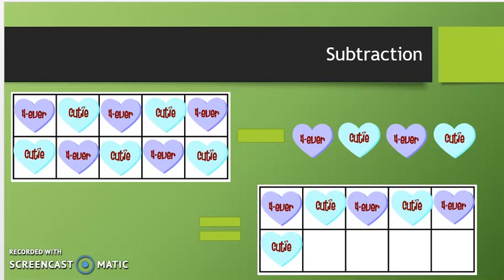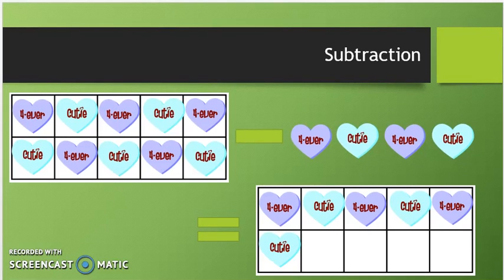At this point, I'd walk around and see if they would manipulate and move their 10 frames and be able to move their counters around and see if they could do it. And so we would have 20, take away 4 would be 16. This would be 16 counters in all, and they would be able to show me and count out 16 of those counters. So now you guys have shown me what 20 take away 4 is.